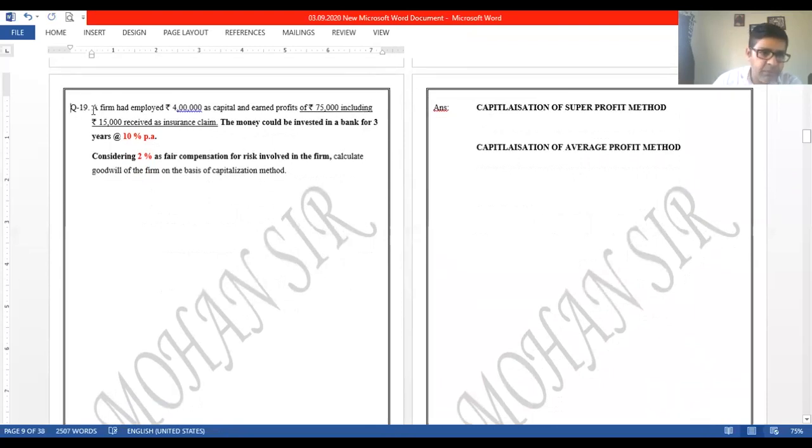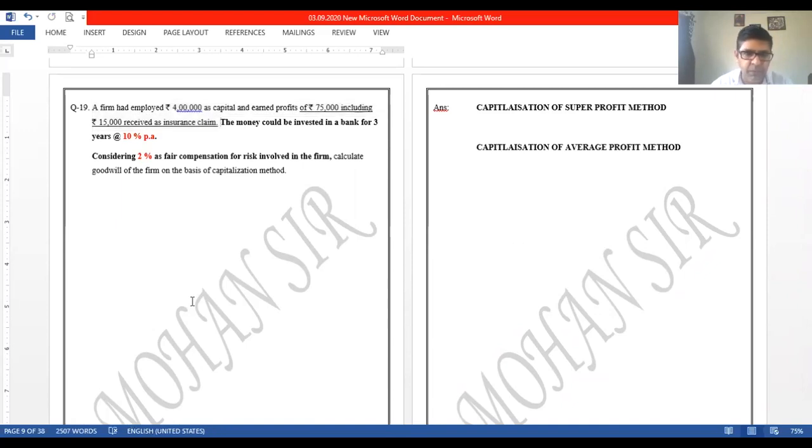A firm had employed 4 lakh rupees as capital and earned profits of 75,000, including 15,000 received as insurance claim. Now, insurance claim is not a normal income for the business, right? So that is abnormal income, and being abnormal income, I will have to deduct this. The money could be invested.